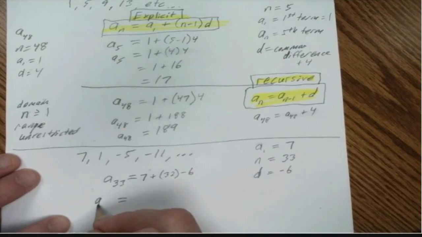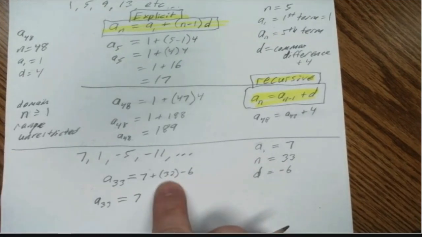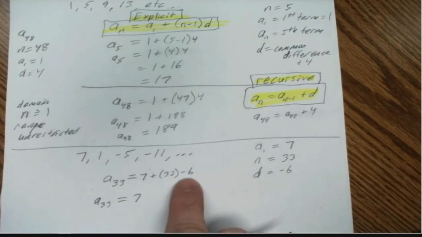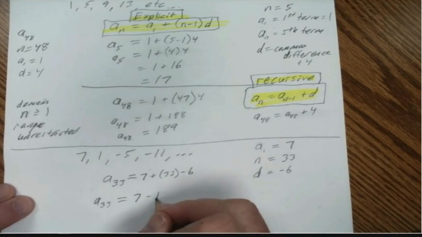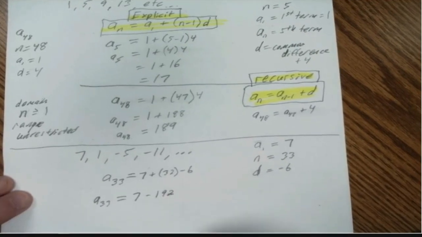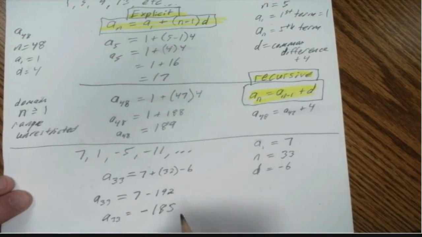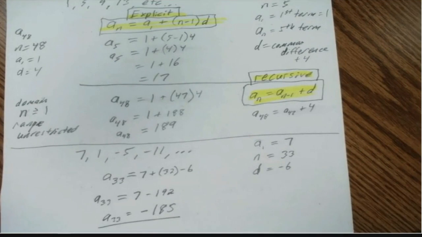So our 33rd term is going to be 7 plus, and we've got to take 32 times -6. So that's -192. Right? So A33 equals 7 minus 192, -185. Fabulous. A lot of you got that.